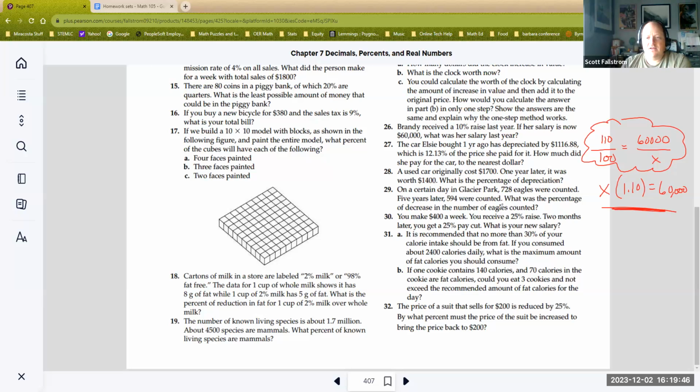Okay. Let's see here. Car cost this. A year later it went this. What's the percentage of depreciation? Do that in one step. Start getting into a habit of just doing that division.